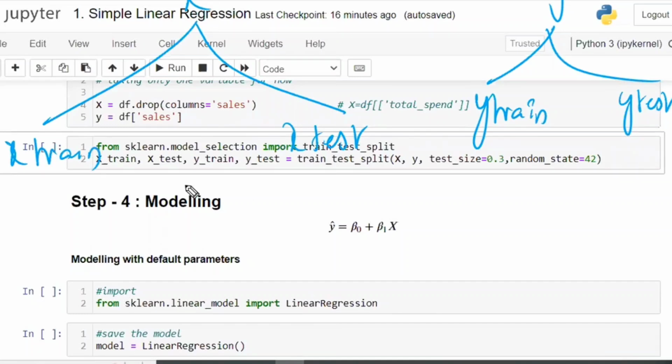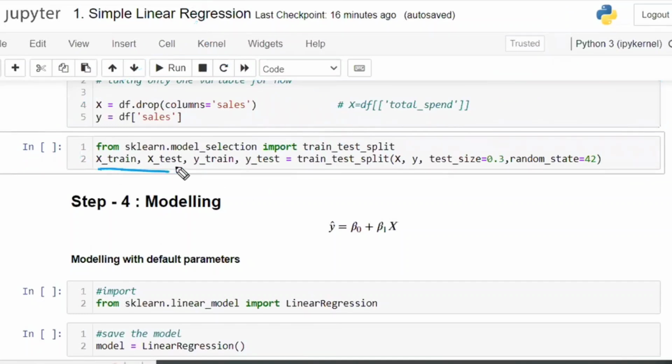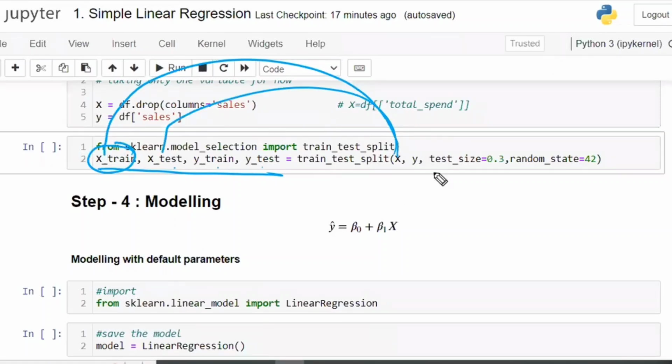That is the reason I am assigning to four variables: X train, X test, Y train, Y test. This X was divided into two parts. The first part I am going to store in the training, the second part in the testing. Similarly, Y's first part I am going to store in Y train, and the second part in Y test.